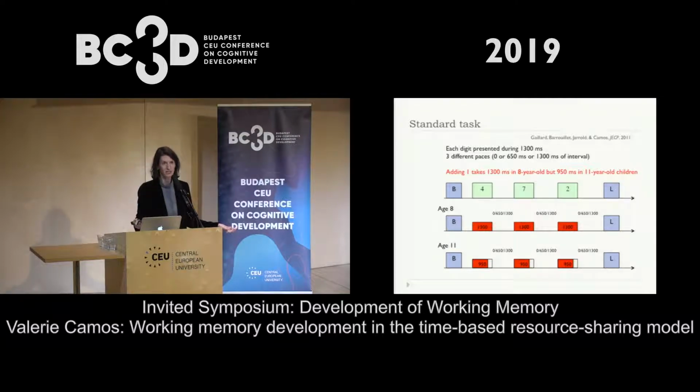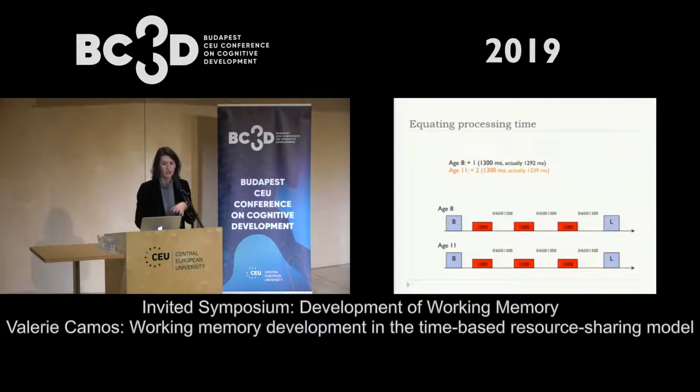So the first step is to equate the processing time and give the older kids a task that would last exactly the same amount of time as the younger kids'. It appears that with these French-speaking kids, when you ask 11 years old to do +2, it's roughly the same amount of time as for the 8 years old to do +1. We had to do a lot of pretesting to find this. So in this case, it's another experiment, a new group. 8 years old do the same task as previously, and 11 years old just have to do the +2.